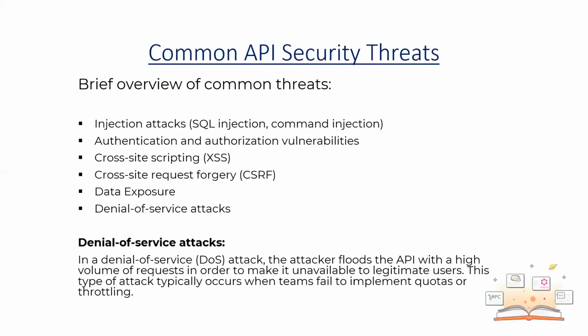So what are the common API security threats we have? You get to see SQL injection. These are injection attacks where people inject bots and different things into your API just to mess around with your data. We have authentication and authorization vulnerabilities. When your authentication and authorization systems are not very rigid, you see a lot of attacks coming through in that regard.